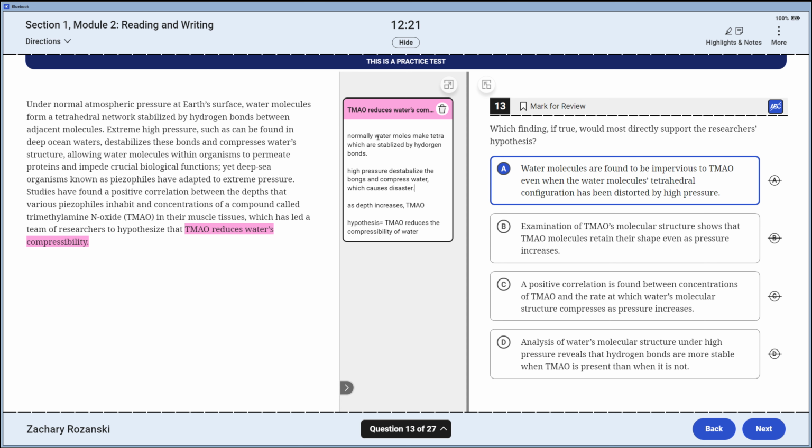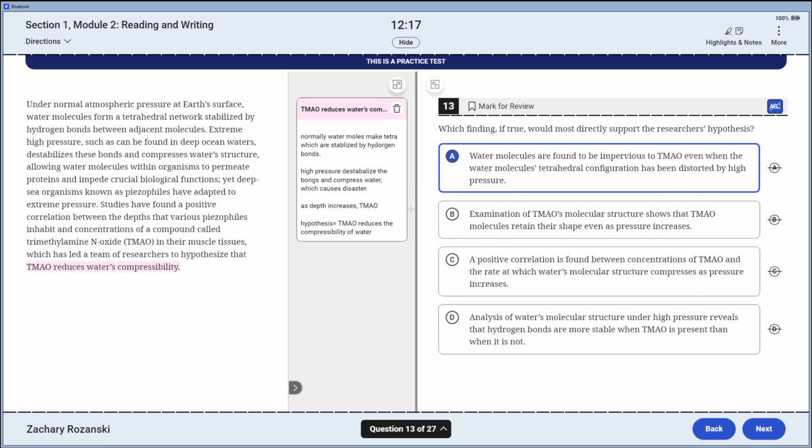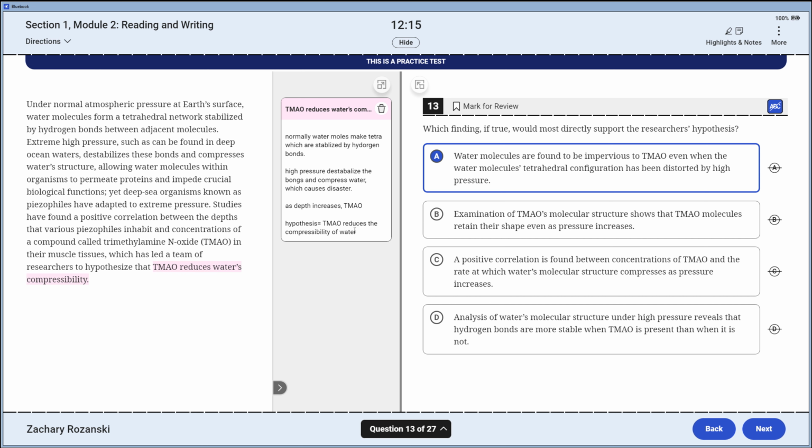Yeah, deep sea organisms known as this have adapted. Studies have shown, okay. So the thing that I'm trying to prove, I have to reground myself. I'm just trying to prove that TMAO reduces water compressibility. So, water molecules are found to be impervious to TMAO, even when the model has been distorted by high pressure. No, we're trying to show some sort of strengthening relationship.